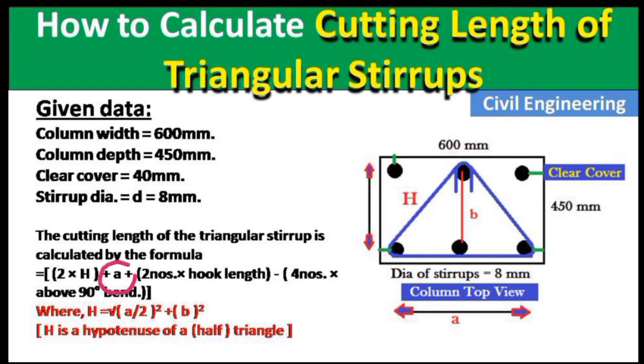After that, a. a is the distance of this stirrup along this side. Remember that this a does not include the clear cover. If the length of this column is 600 mm, then we have to subtract the clear cover to calculate the value of a. I will show that later.